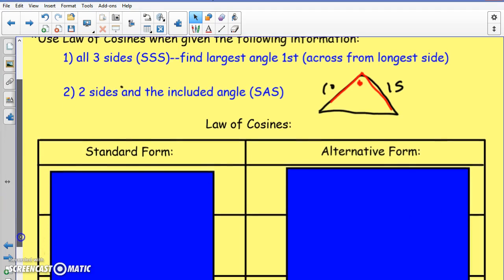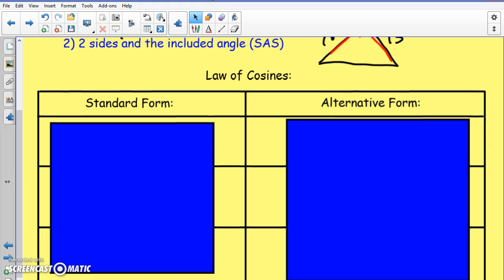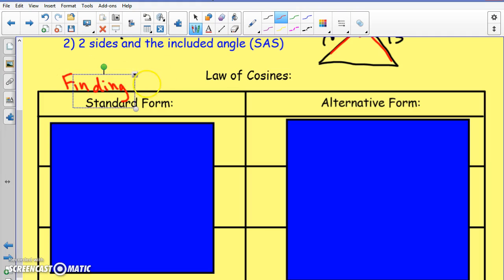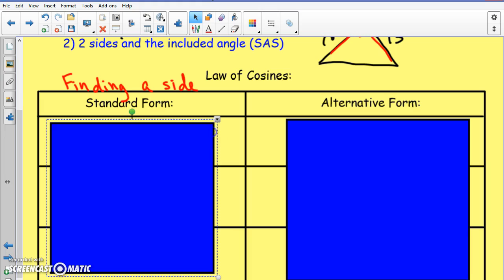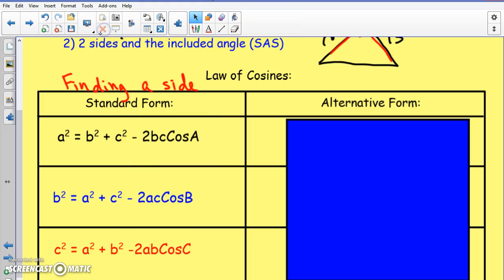There are some formulas. One is referred to as our standard form. The other is referred to as our alternative form. The standard form we're going to use when we're trying to find a side. There's three formulas, and they're all pretty much the same pattern. So I'm going to let you copy down those formulas. Pause the video so you can write these down.